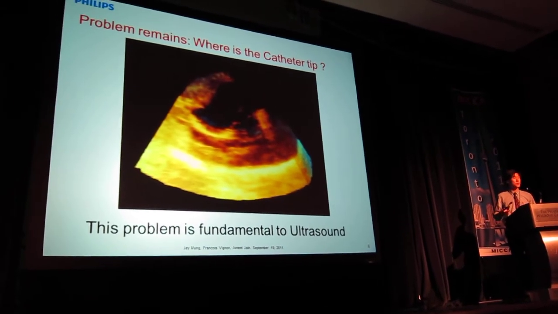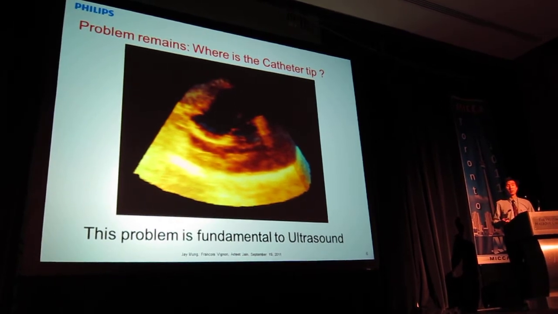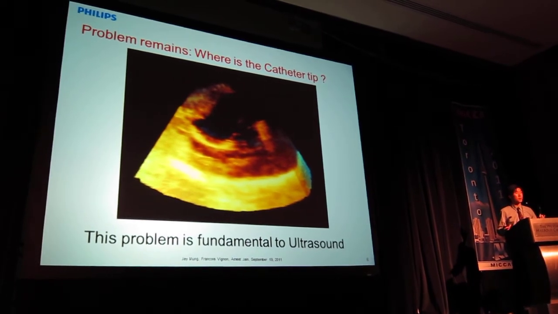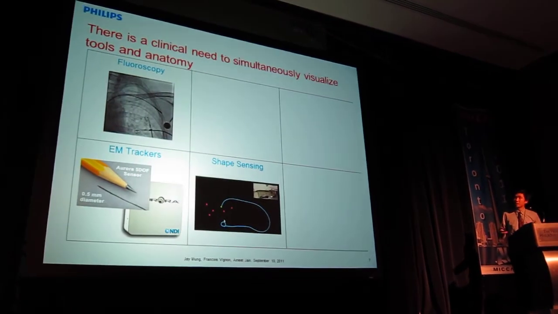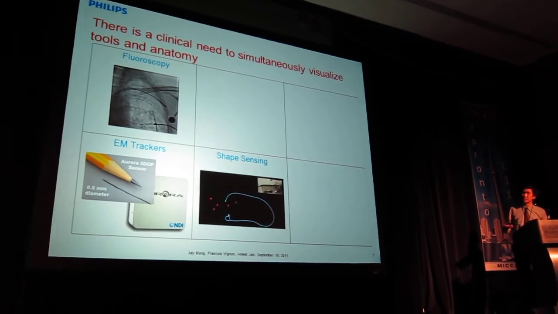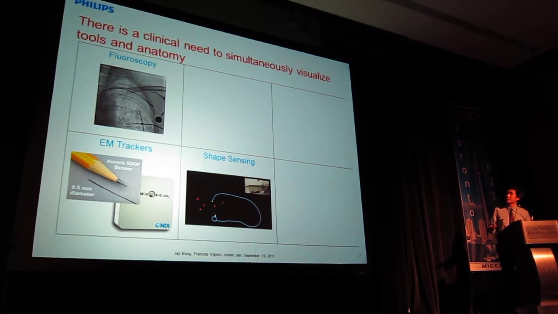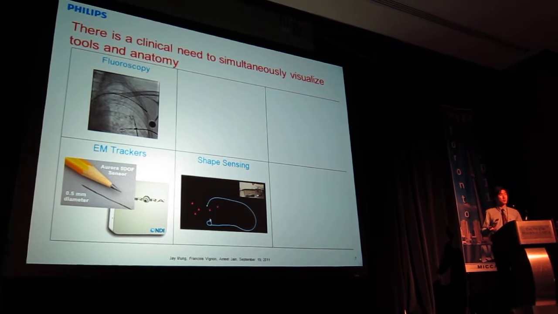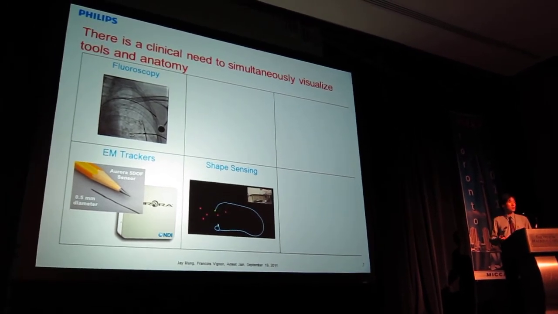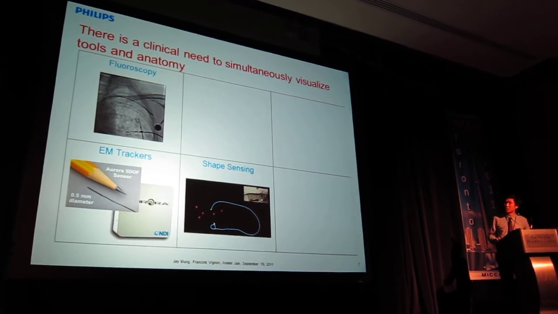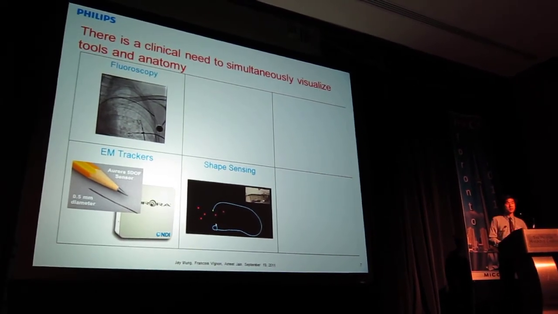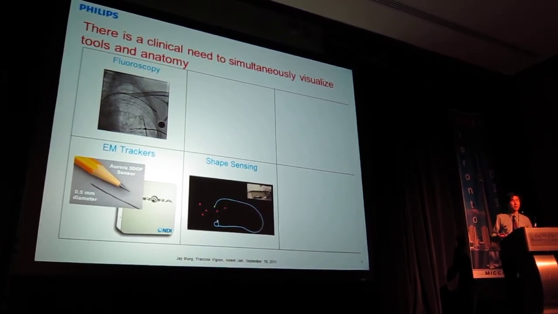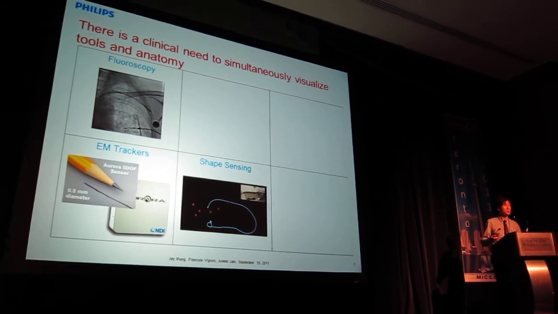And really, this problem is fundamental to ultrasound. Ultrasound was designed to image soft tissues, and these interventional tools are not soft. They're either metal or plastic. In general, there's a clinical need to simultaneously visualize tools and anatomy. And I think this whole community here is familiar with some of the modalities that we have available to address this issue. There's the traditional fluoroscopy. There are EM trackers that you can combine with image fusion techniques. There's a new effort to use shape sensing fibers to give you information on the shape of a catheter.